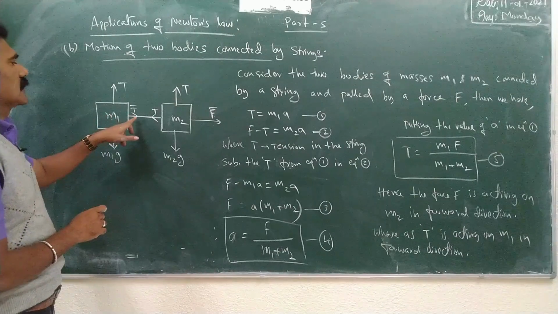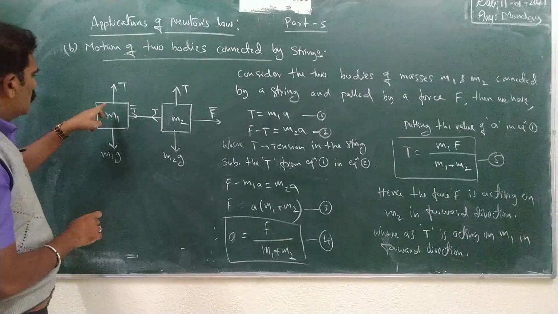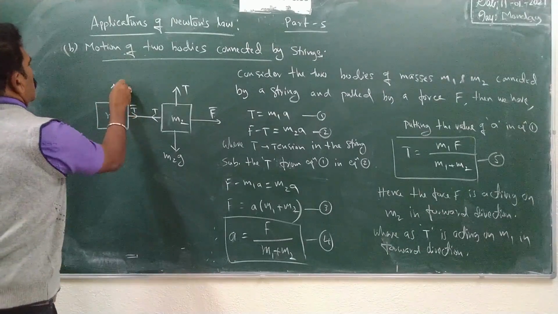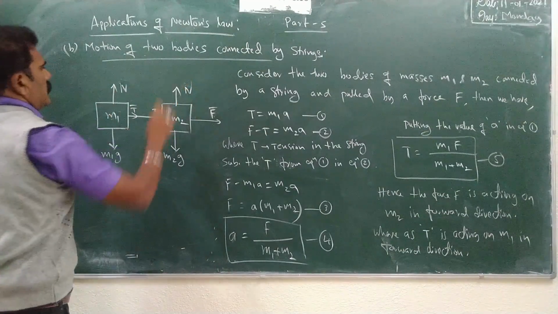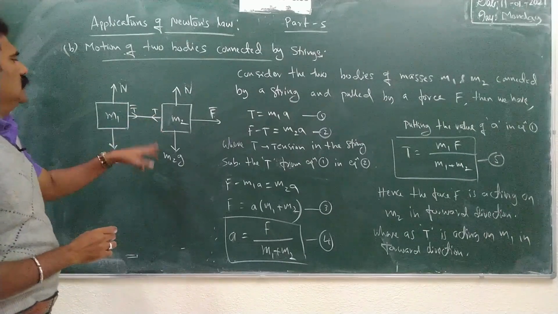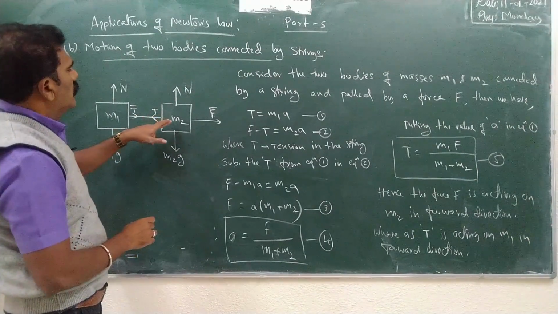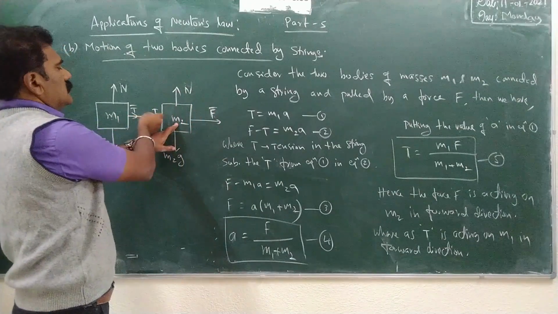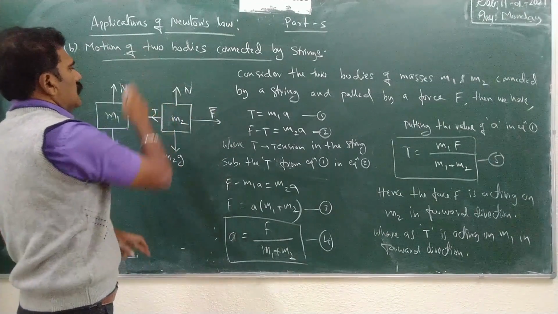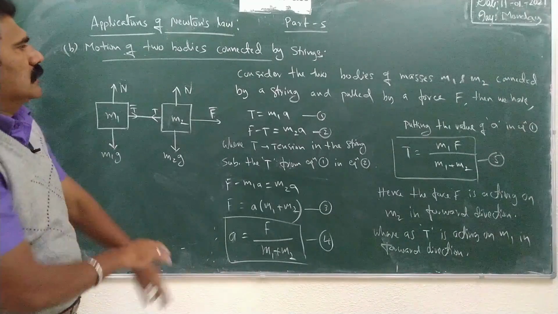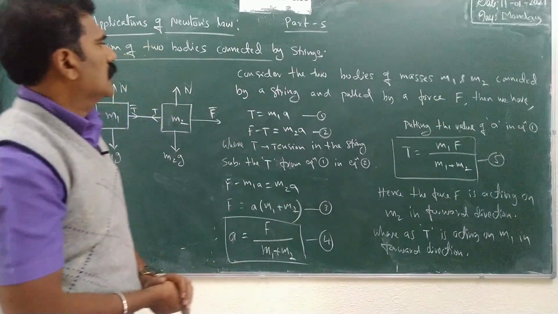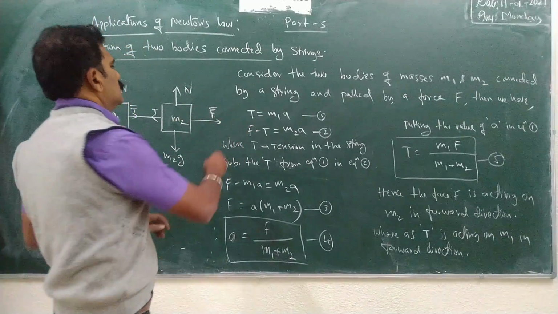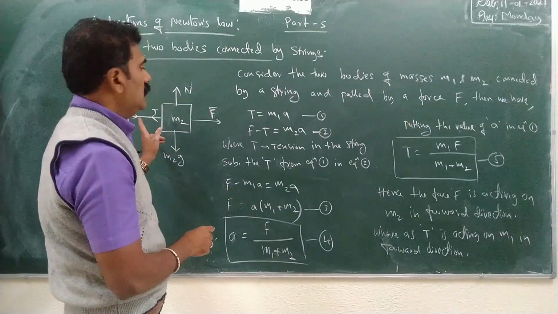Now look at the free body diagram on m1. One of the forces acting on the mass m1 is tension, and the weight is in the downward direction, m1g, and there is the normal reaction N in the upward direction on both the masses. On the mass m2 we can see that there are four forces: applied force, opposite tension, weight, and normal reaction. Clear? Consider the two bodies of mass m1 and m2 connected by a string and pulled by a force F.